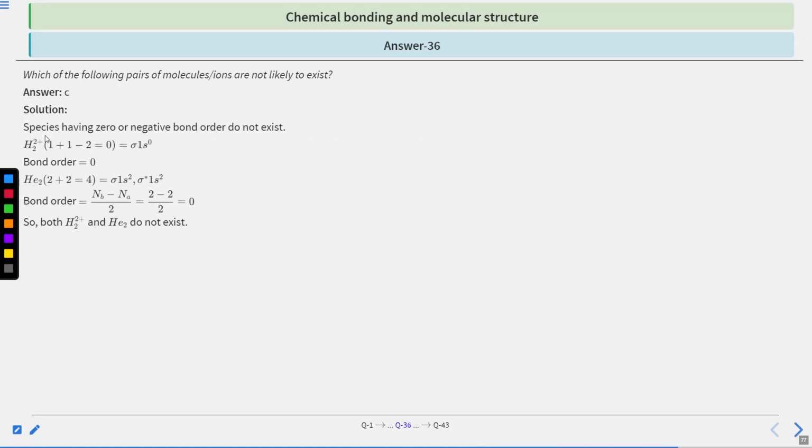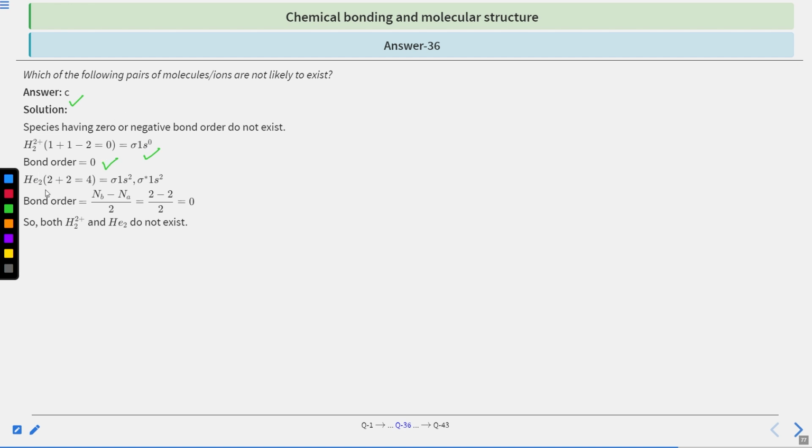Okay, so the correct answer will be option C. Species having 0 or negative bond order do not exist. H2 2+ has 1 plus 1 minus 2, that is 0 electrons, with the configuration sigma 1s 0. So the bond order will also be 0, since no electrons are present in the anti-bonding or bonding orbital.